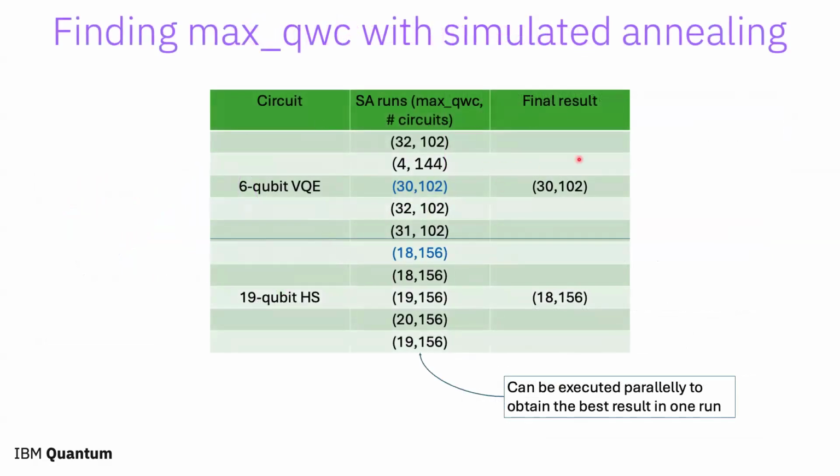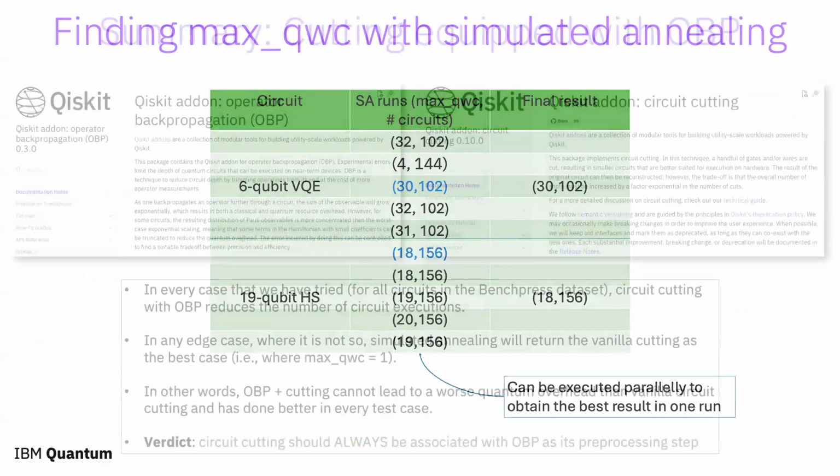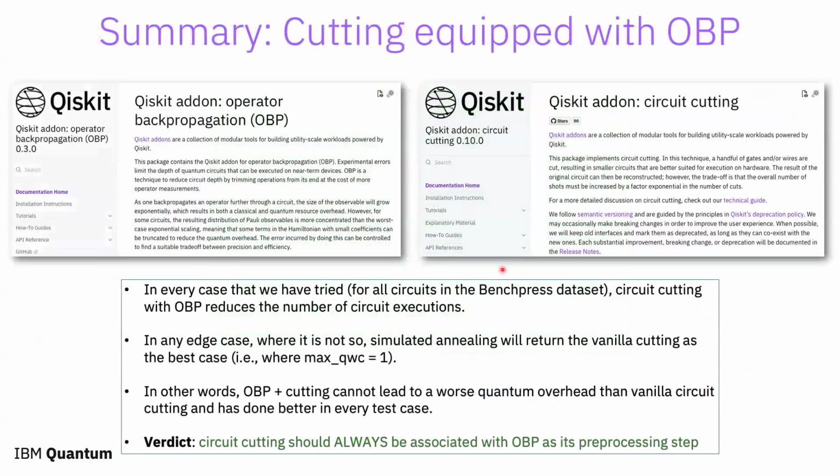So here we did this kind of simulated annealing. Remember, it's just a classical experiment. There is no quantum overhead here. And this simulated annealing gives us the best max QWC. So if I want to summarize this very quickly, you see there are Qiskit add-ons for both of these, OBP and circuit cutting. We tried this for all circuits in the benchpress dataset as well.